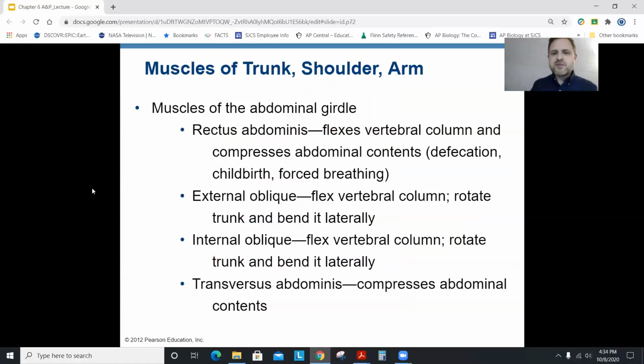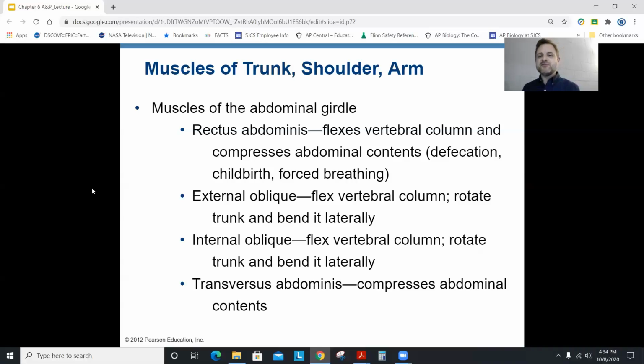And what your abs do collectively is flex your vertebral column, which is to bend over at your back. Flexing your backbone would be to do this. So if you're forcing yourself to breathe, if you're in childbirth, if you're defecating, on the toilet compressing your abdominal contents to go to the bathroom, that's your abs.